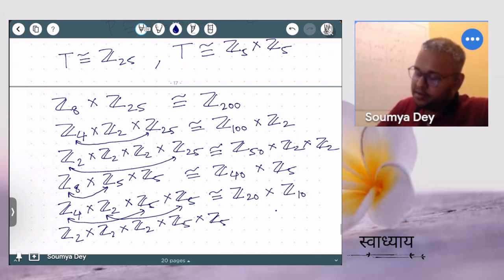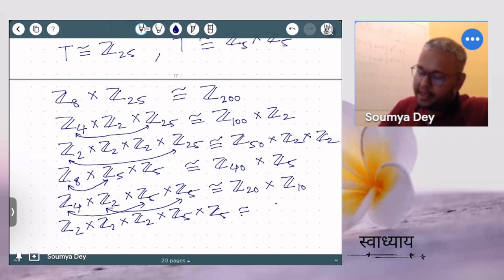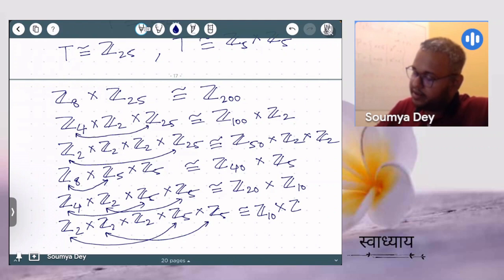What about the last one? So among these 3 Z2s, you can take one Z2 clubbed with one Z5. Similarly, the second Z2 with the second Z5 and one Z2 will remain. So it will be Z10 cross Z10 cross Z2.